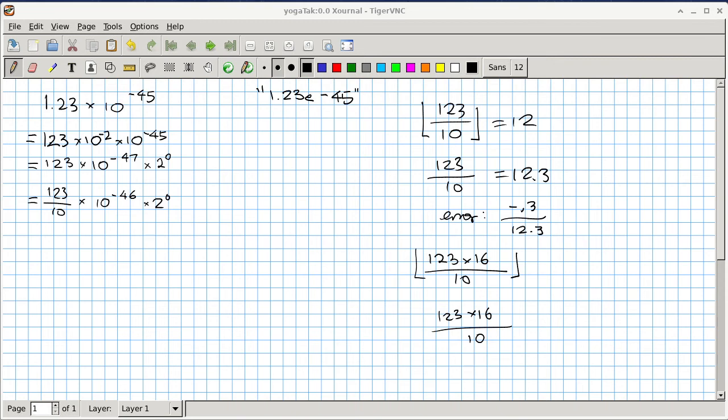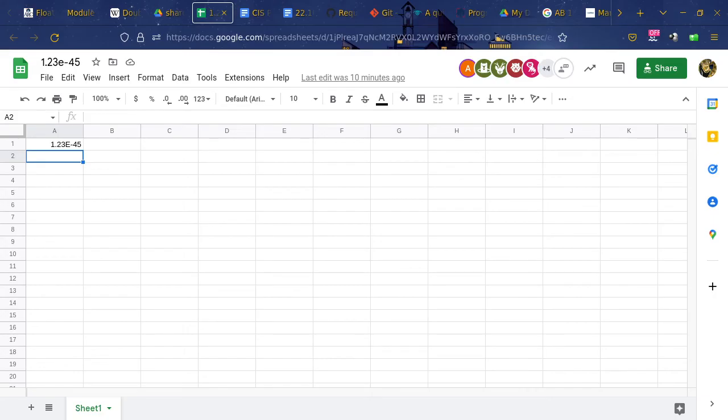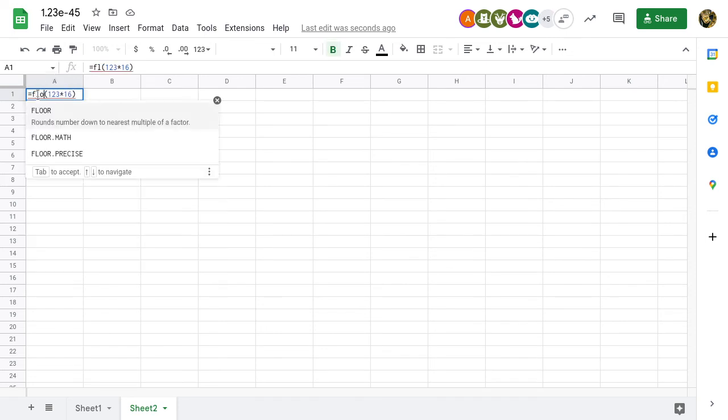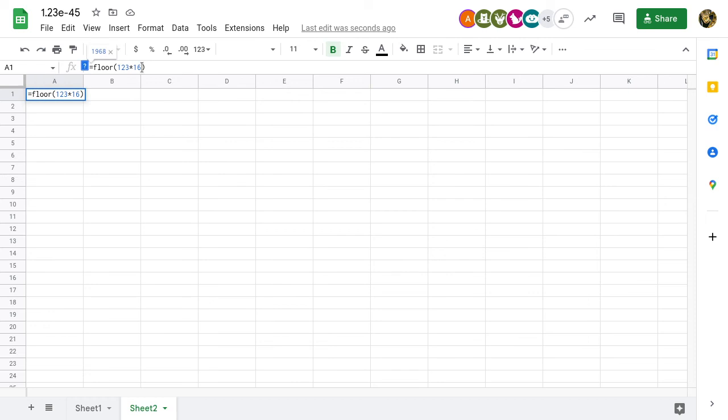Well, this is where a spreadsheet is going to come in handy. So I'm going to switch to the spreadsheet on the projector, just so that I can play with this and you can see what the value turns out to be. I'm going to add sheet 2, a worksheet here, and just do the calculation. So in this case, we have 123 times 16. Take the floor of this whole thing divided by 10, and then subtract from what it really is, which is 123 times 16, the whole thing divided by 10. So we are looking at negative 0.8 as the error.